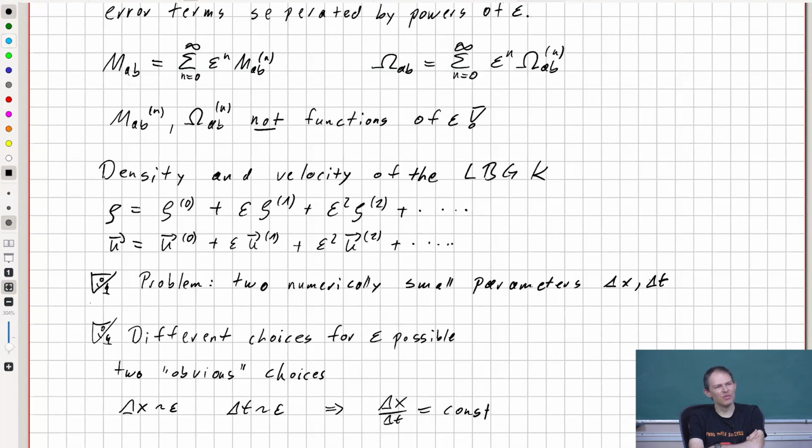Who's for good? That this is good. Who's for bad? Okay, we have one person who thinks that this is not a good idea. So why do you think that this is not a good idea? Where's the microphone?